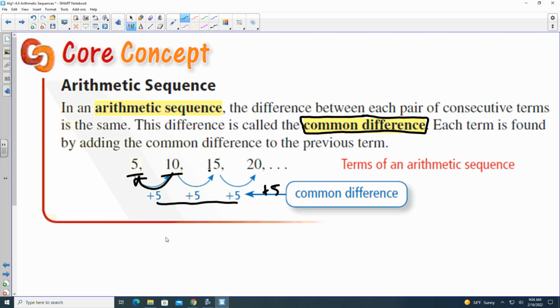So the next value would be 25. The value after that would be 30, then 35, and so on and so forth, because you would tack on a value of 5 to each one of those values of the sequence. Sometimes your common difference is a positive number, like this one, or sometimes it's a negative number.